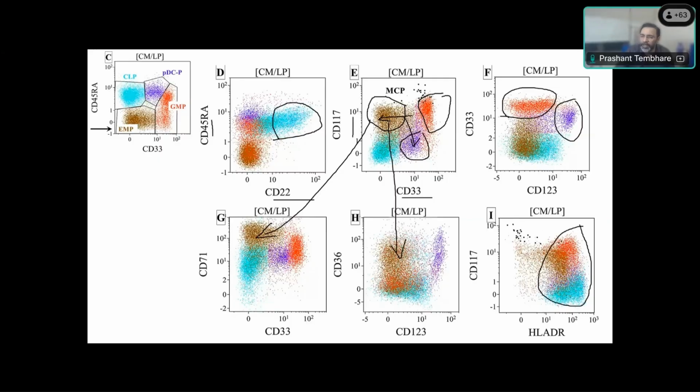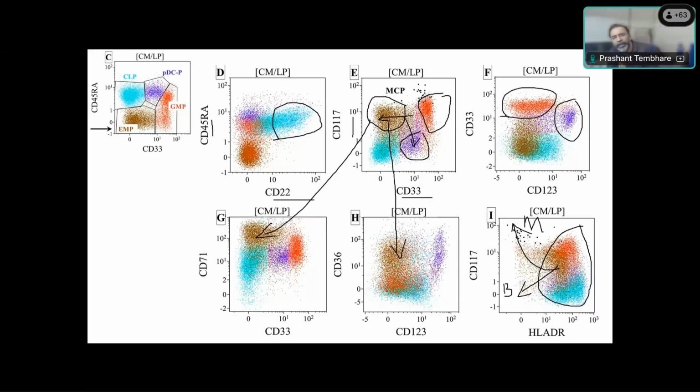Now some cells of these will grow, lose CD117, the HLA-DR, and some cells will become bright CD117. These are mast cell precursor and these are basophilic precursor. These are basophil, these are mast cell precursor. So this is how the cells will mature.